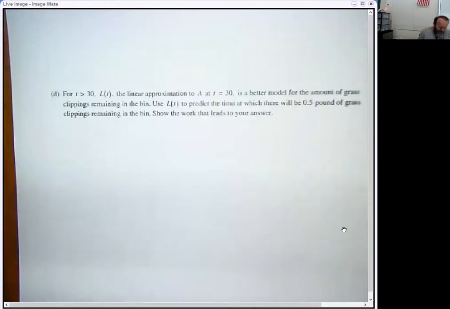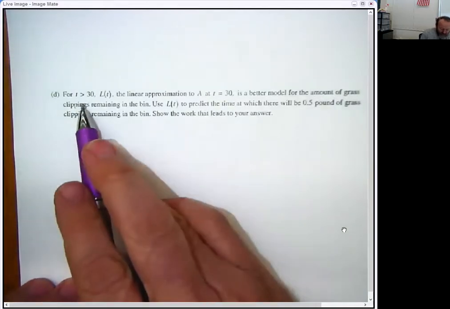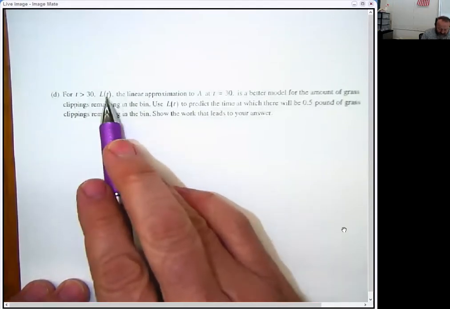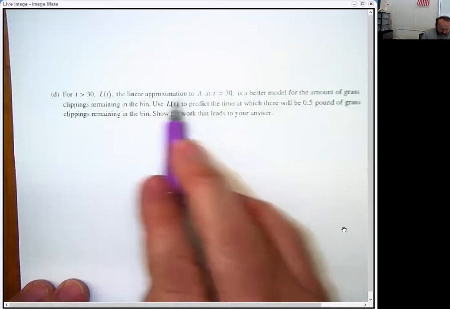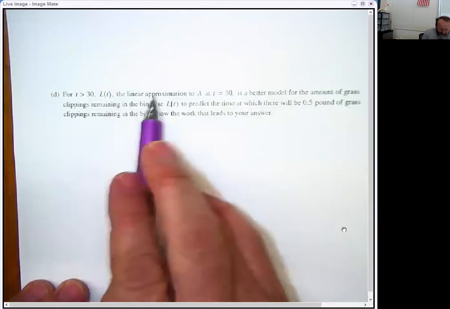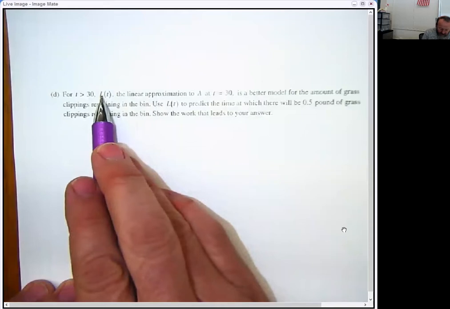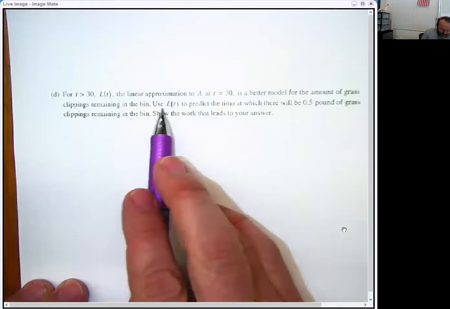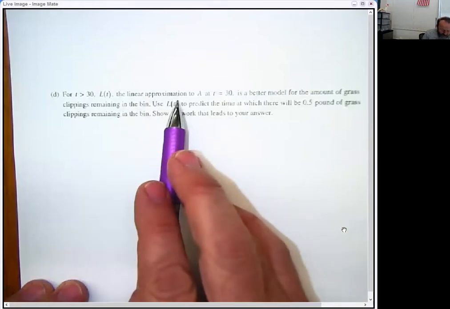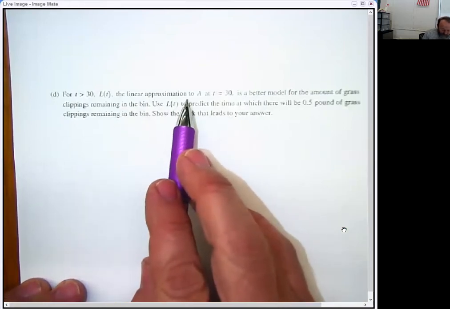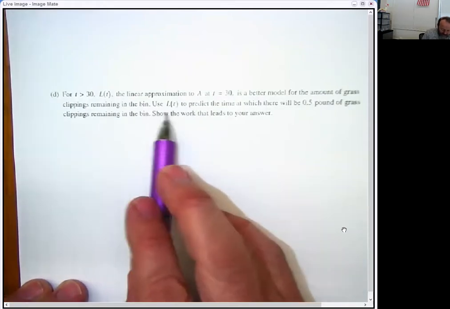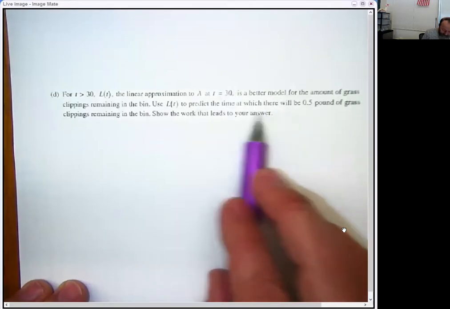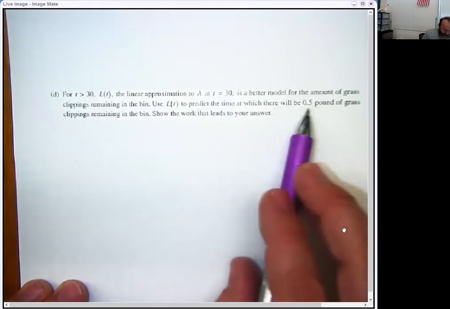Now we get to our last part, part D, which says, when you move above 30, let L of t be the linear approximation. Normally we would call this linear approximation y, but instead I'm going to call it L of t. At 30 is a better model for the grass clipping, so they're thinking that a linear approximation would be better than the exponential they previously used. And then it says, let's use this to predict when would it be 0.5 pounds?